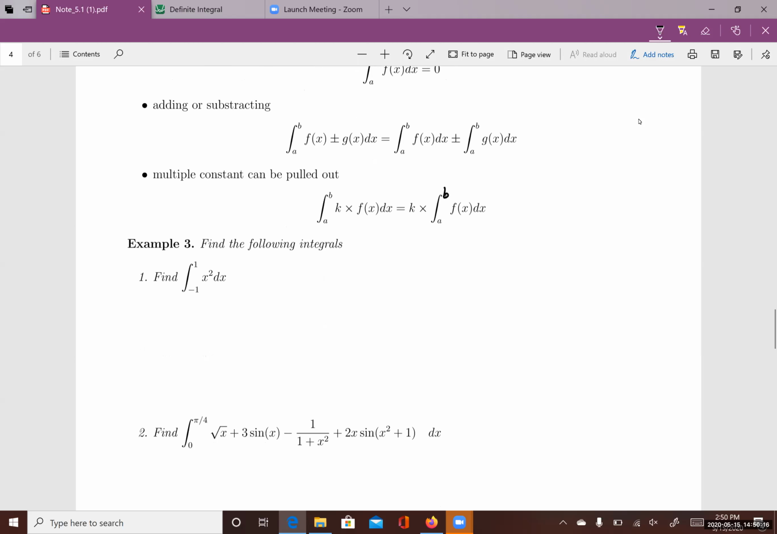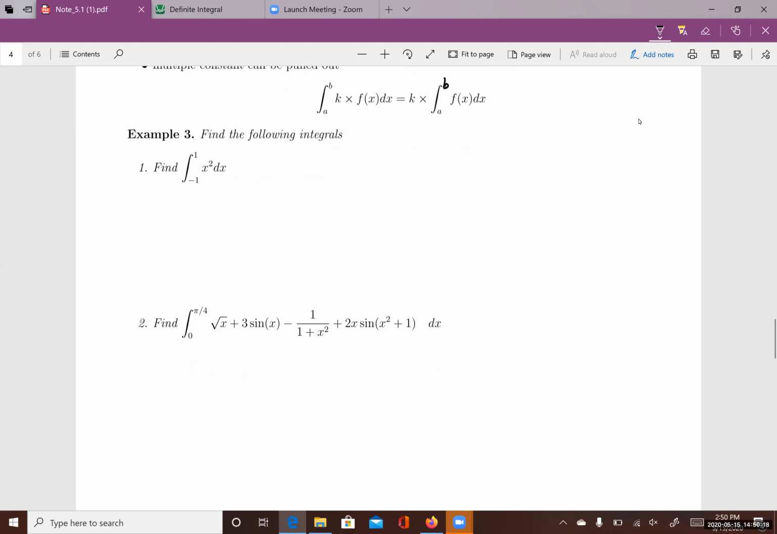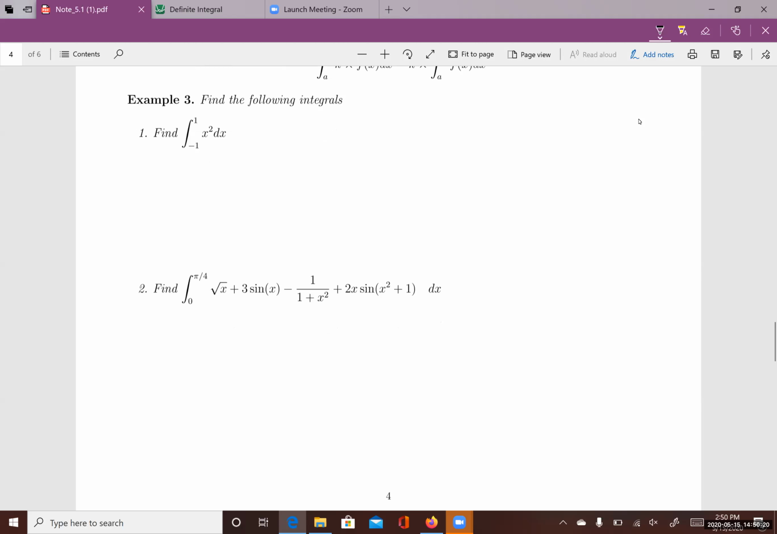All right, now let's do a couple of examples here. Example number 3, find the integral, and you know this is a definite integral because you have bounds from -1 to 1. Again, this will be equal to big F of 1 minus big F of -1. So the first thing we need to do is find the antiderivative of x squared. And we remember that the antiderivative of x squared is x cubed over 3, right?